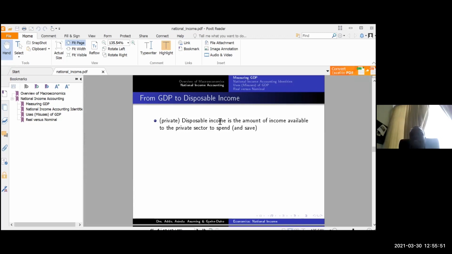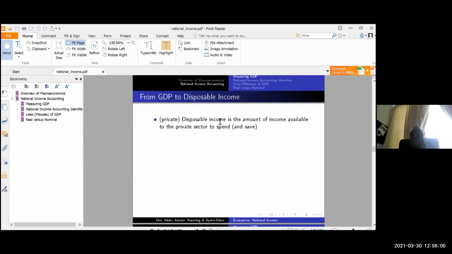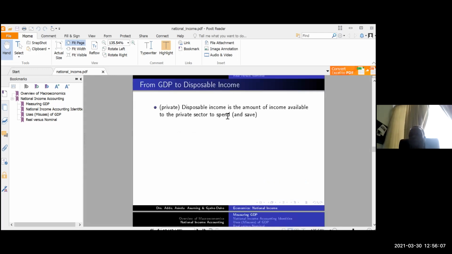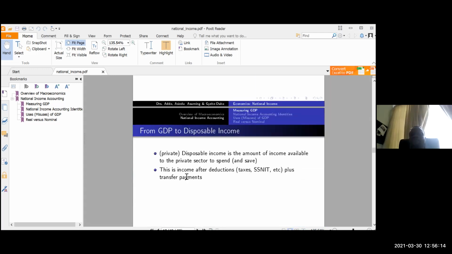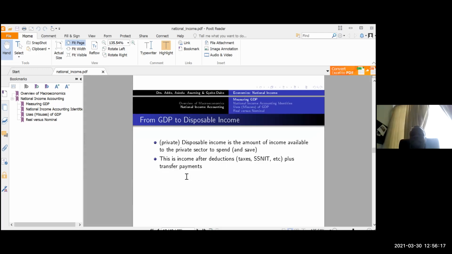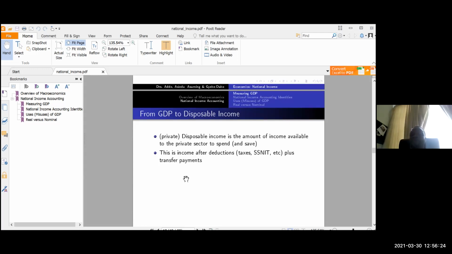And this is the disposable income from which I can invest. If I don't have a lot of disposable income, I will not be able to set up a small business and all that. So it's important that people have enough to spend and also enough to save in an economy. So this is income after deductions. That would be my disposable income, or the private disposable income, the sum of it all at the country level. It is the income after deductions.